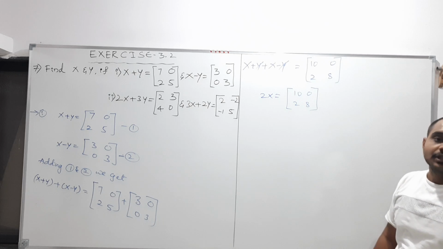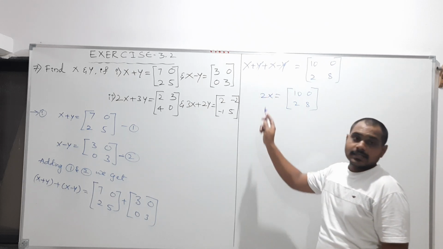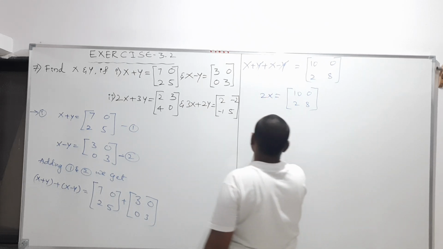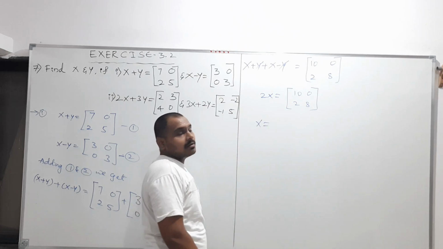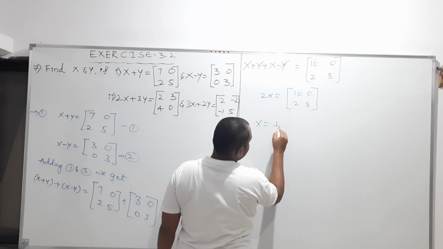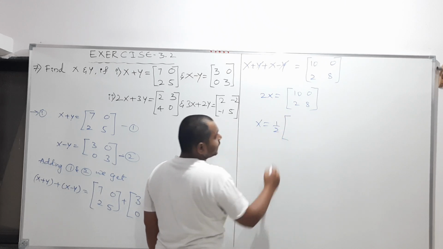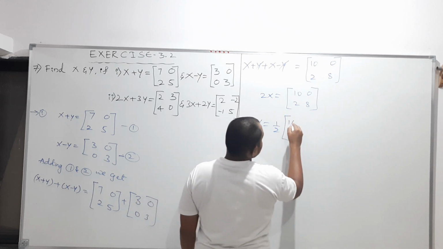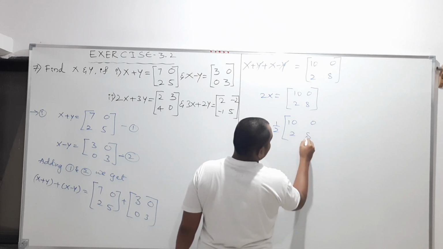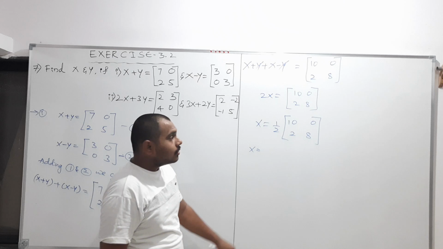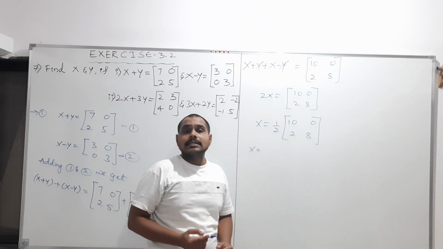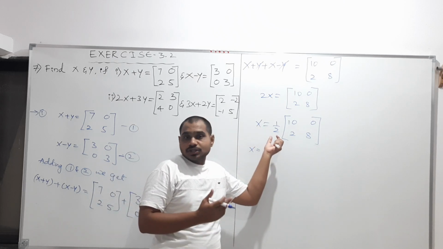So therefore my dear students, x plus x is 2x, and now x is equal to this. The 2, I will shift to that side, so it goes to the denominator and becomes 1 by 2. You can take it as clear. So here it is [10, 0; 2, 8], and next my dear student, x is equal to, now this 1 by 2 will act as the scalar. It is any constant value I am taking here.